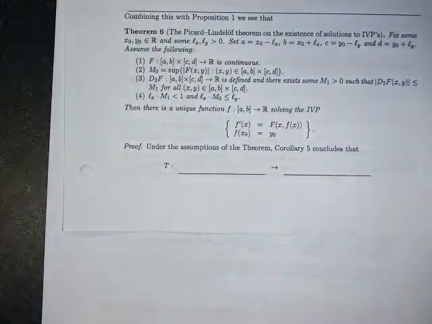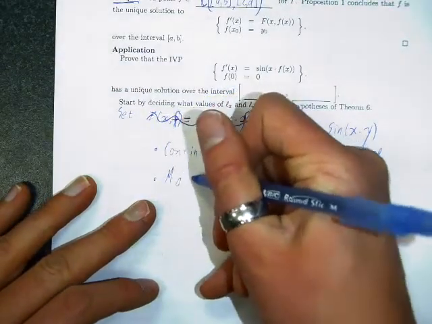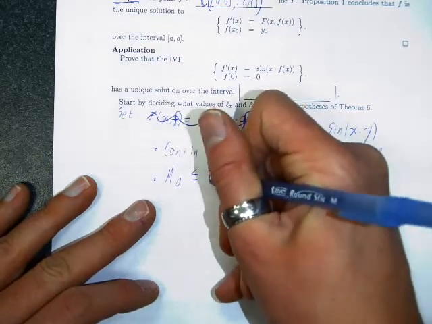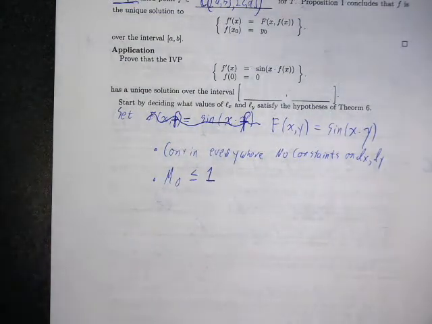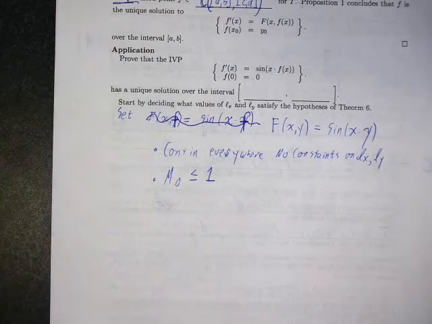M0 is the supremum of all of the outputs of f of x, y. That's one. It might be smaller if I have a smaller interval, a smaller rectangle, but it's only less than or equal to 1. M0 is less than or equal to 1. Next, D2 of f needs to be less than or equal to M1. There exists some M1 such that D2 is less than or equal to M1.